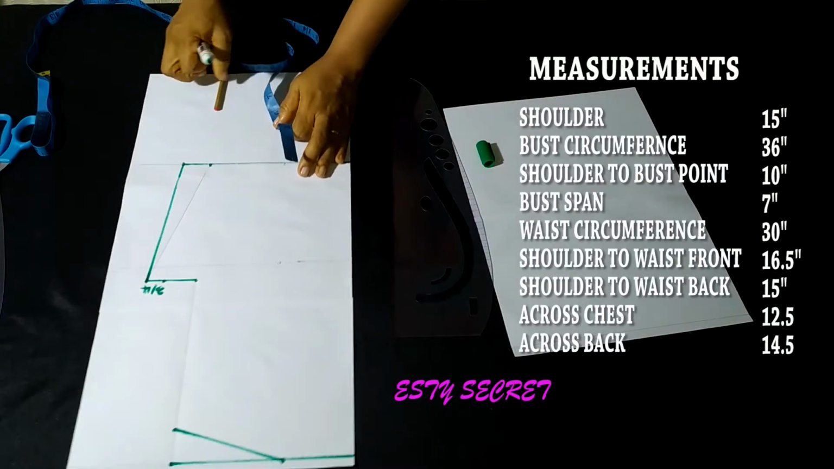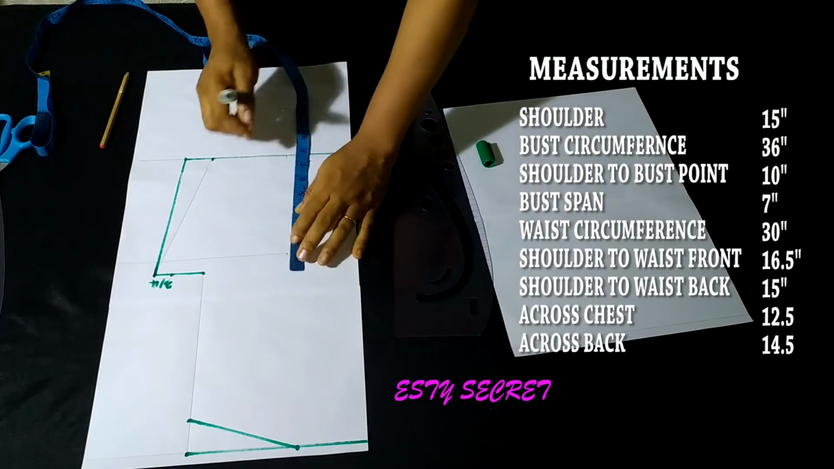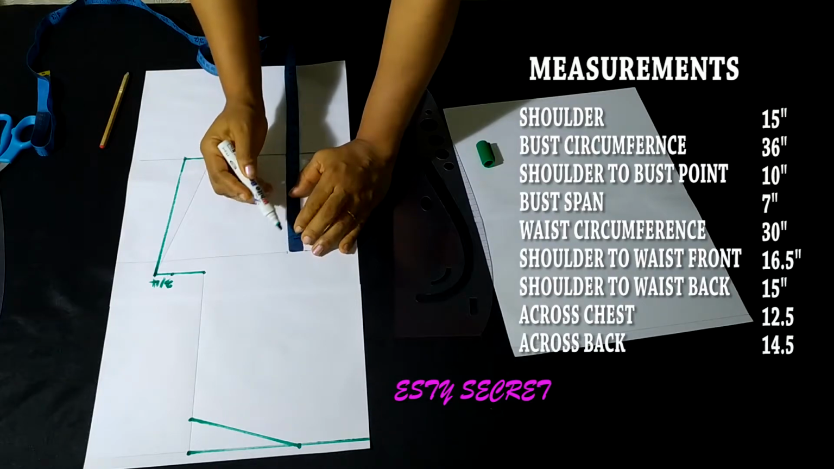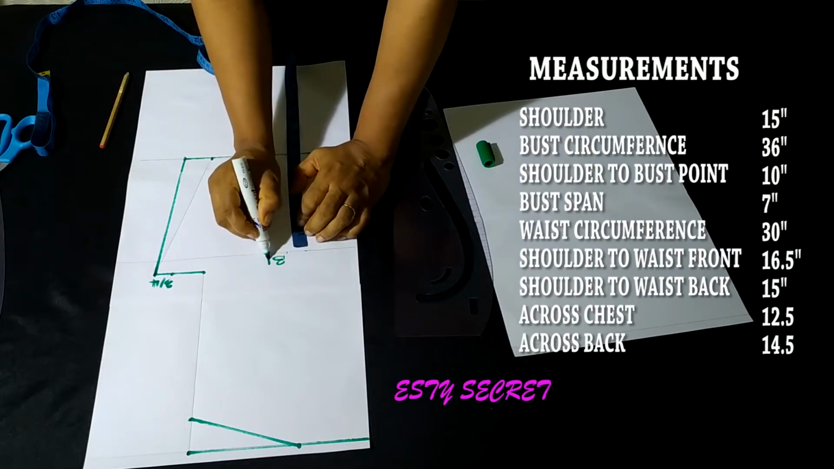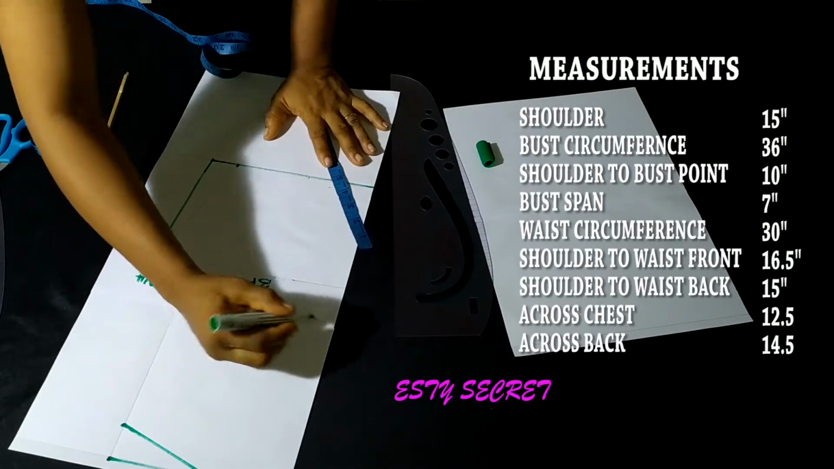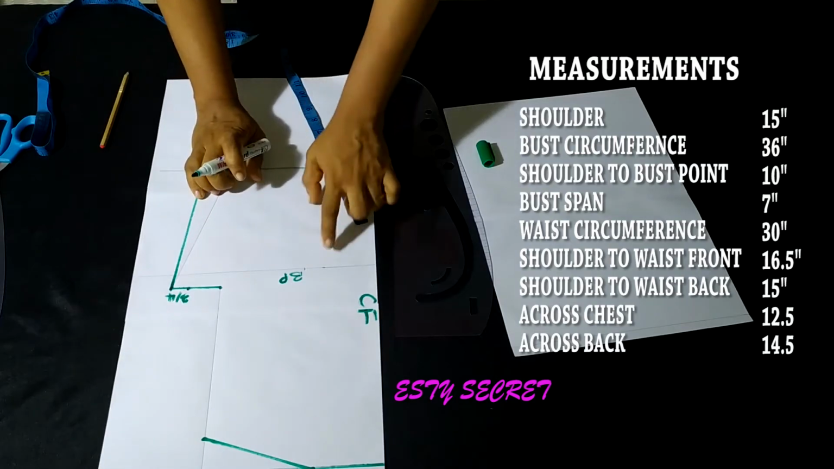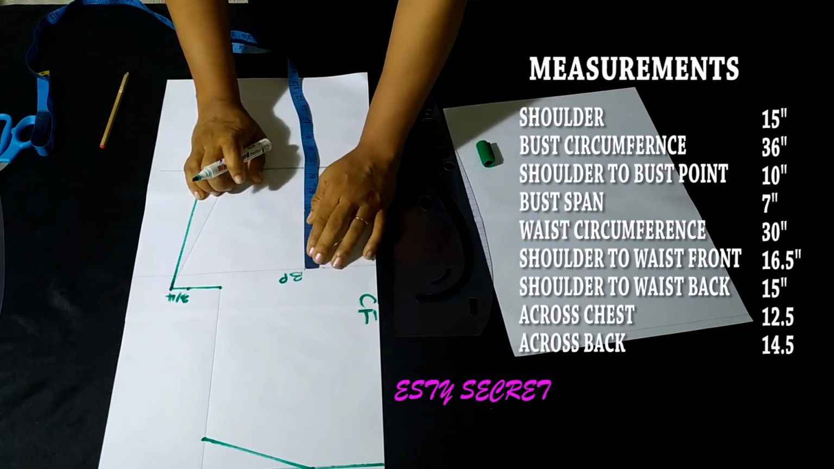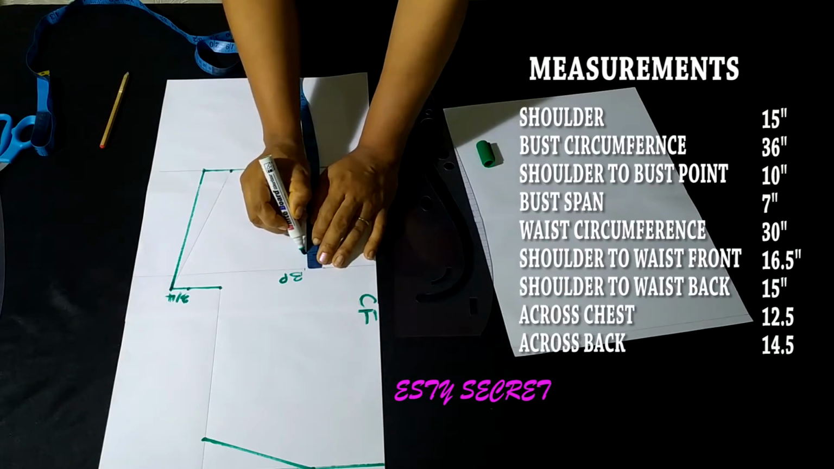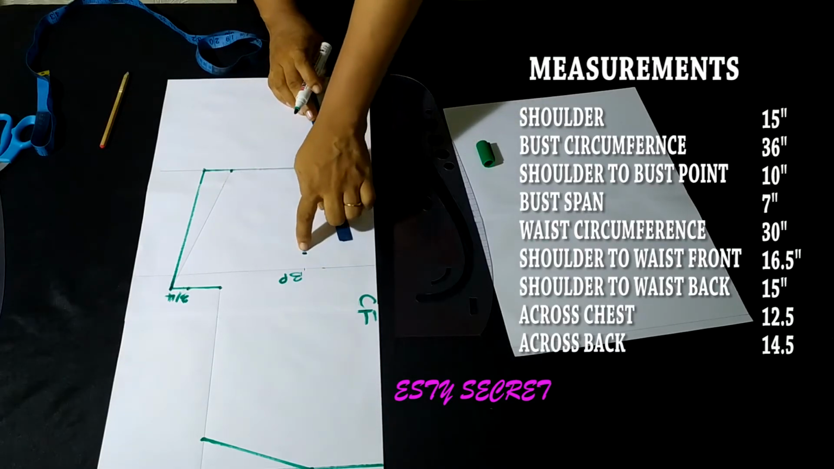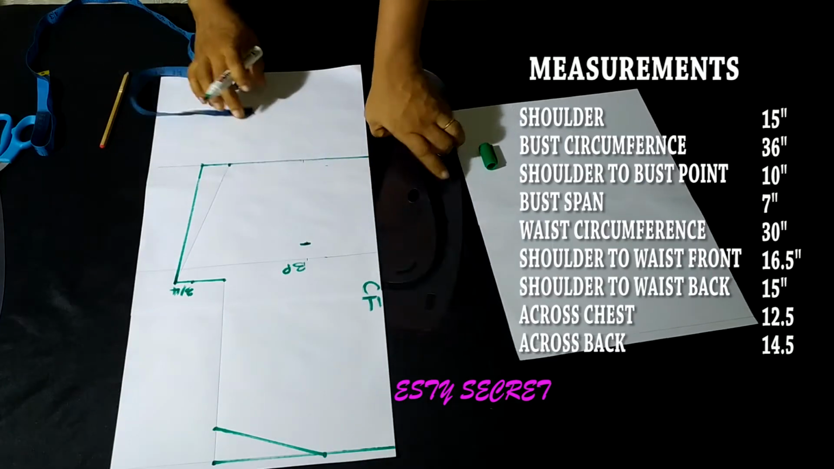Normally, to make the bust area look more flattering, the dart starts 1 inch below the bust point. This is the bust point. Let me indicate that this is the center front. The dart starts 1 inch below the bust point. So at this 1 inch, I'm going to mark. That is where my dart is going to be starting from.